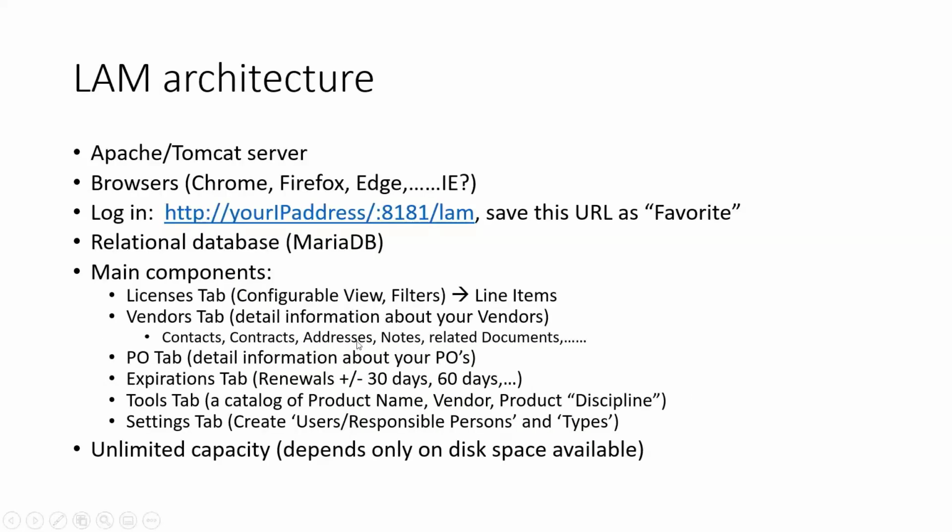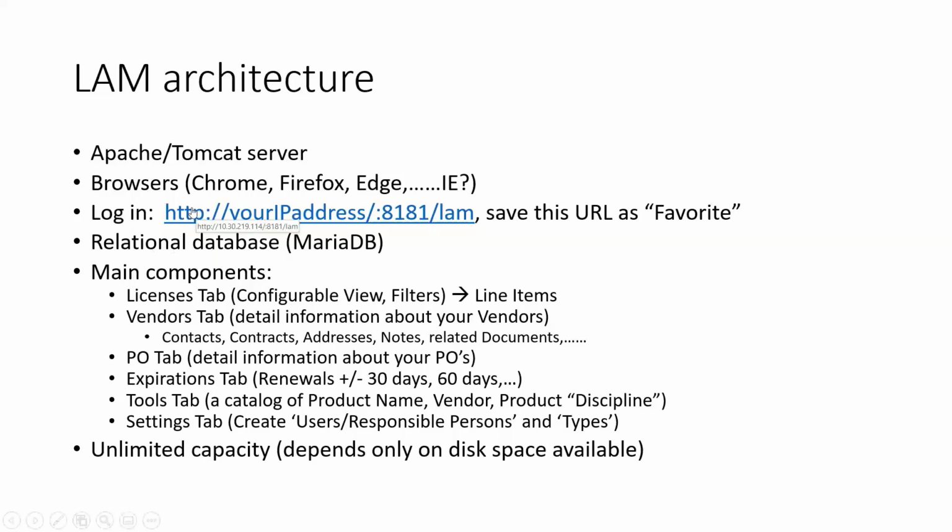We're actually going to go into LAM, and I'll show you where you can track information when we get into it a little deeper. A little bit on the architecture. LAM is based on an Apache Tomcat server. It sits inside of your firewall, and you access LAM through a browser: Chrome, Firefox, Edge. I say Internet Explorer? Because I think they're sunsetting IE. If you do want to use IE, you can, but it has to be properly configured.